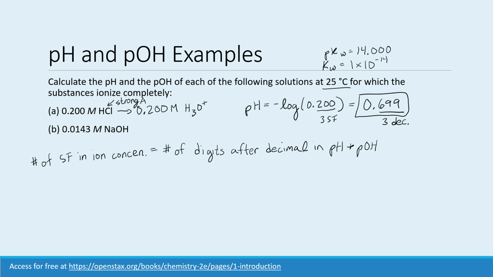Okay, and then they also ask us to calculate the pOH. So once we have the pH, remember that pKw is equal to 14, and so we can simply take the pKw value minus the pH, because we have this equation, pH plus pOH is equal to 14. So 14 minus the pH of 0.699 will give us back the pOH.